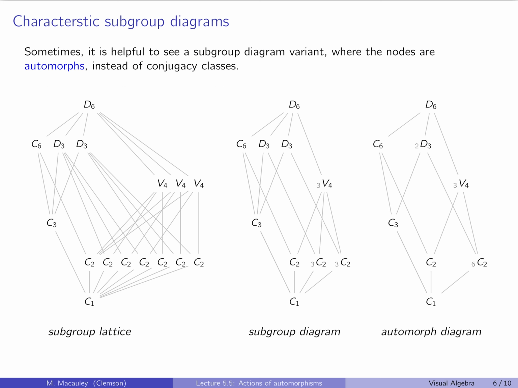Sometimes it is helpful to see a subgroup diagram variant where the nodes are something called automorphs instead of conjugacy classes. Let me explain this and do an example. Conjugacy classes are the orbits under the action of G by conjugation, whether that's elements or subgroups. Automorphs are the orbits under the action by the automorphism group.